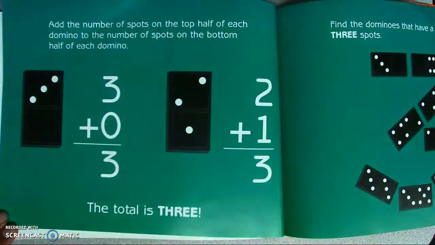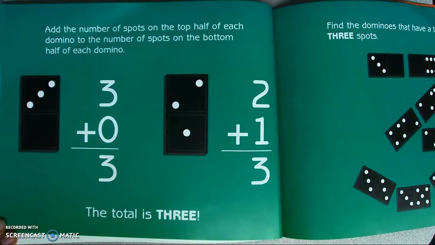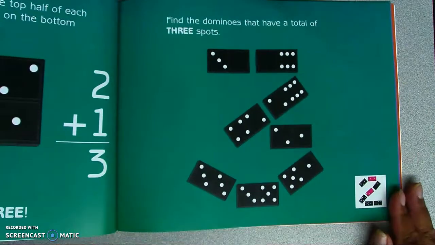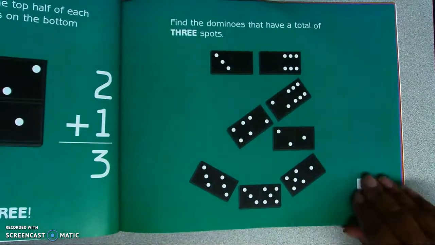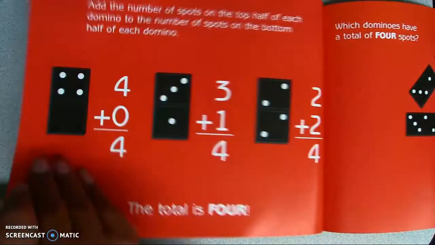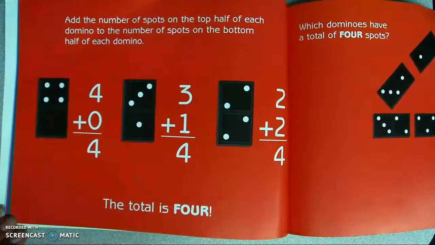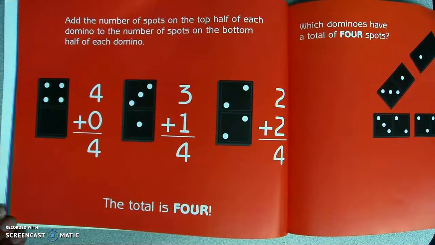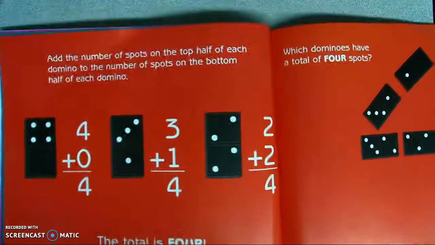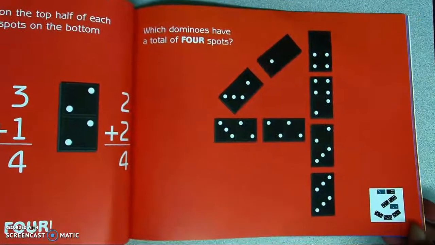Add the number of spots on the top half of each domino to the number of spots on the bottom half of each domino. The total is 3. Find the dominoes that have a total of 3 spots. Add the number of spots on the top half of each domino to the number of spots on the bottom half of each domino. The total is 4. The sum is 4. Which dominoes have 4 spots?